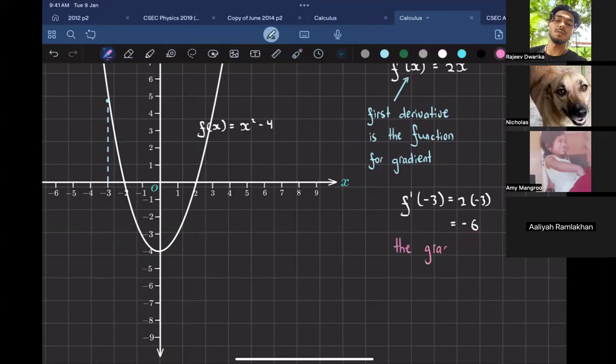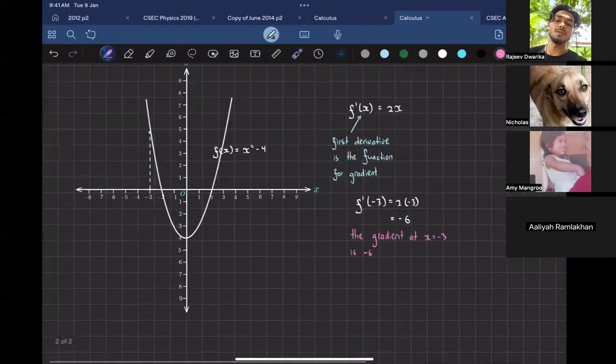The gradient at x is equal to -3 is -6. So I want you all to find the gradient at -2. What is the gradient at -2?